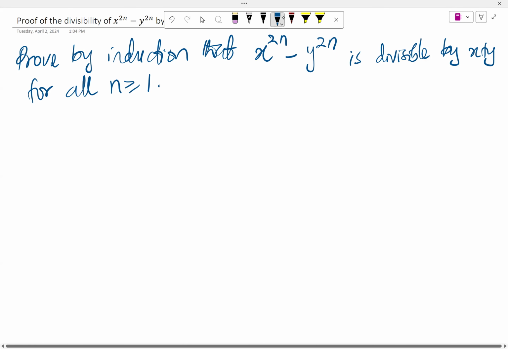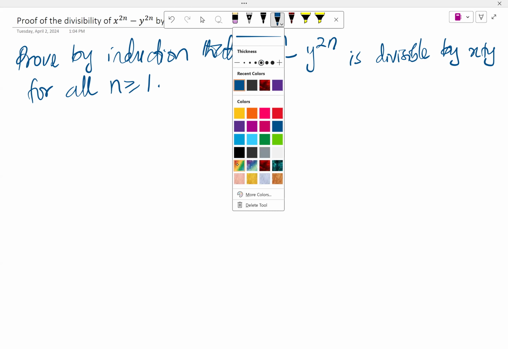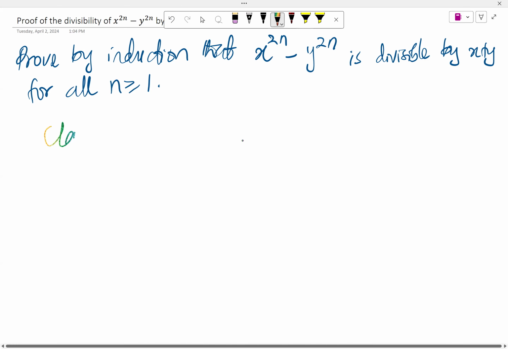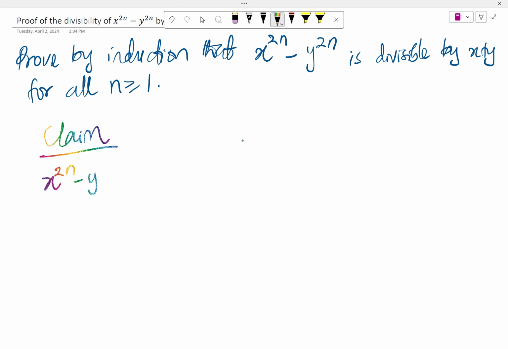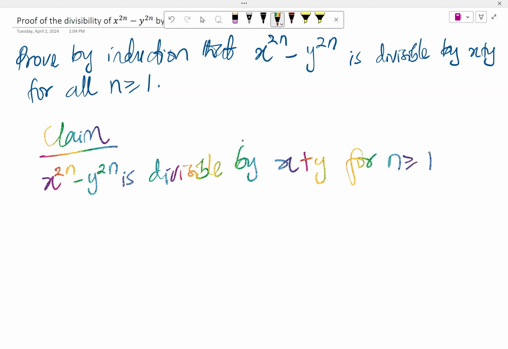And then, of course, you know how we outline these things. We have a claim here. The claim is that x raised to power 2n minus y raised to power 2n is divisible by x plus y for all n greater than or equal to 1. So that means for 1 upwards, for all natural numbers. Of course, that's what mathematical induction is about.